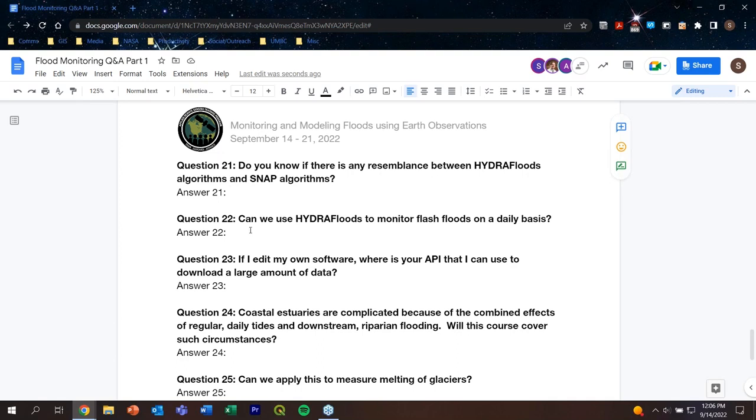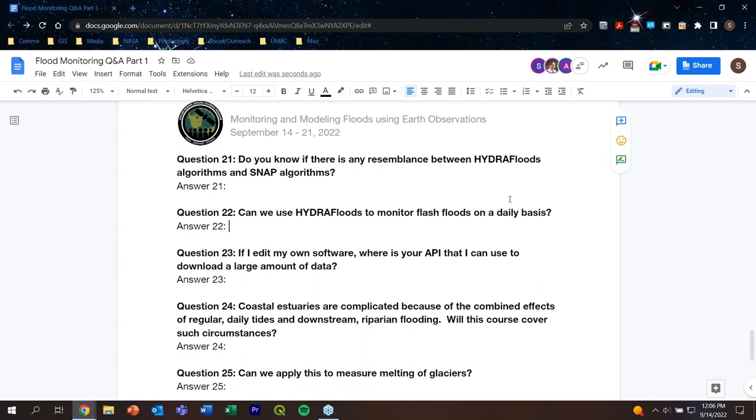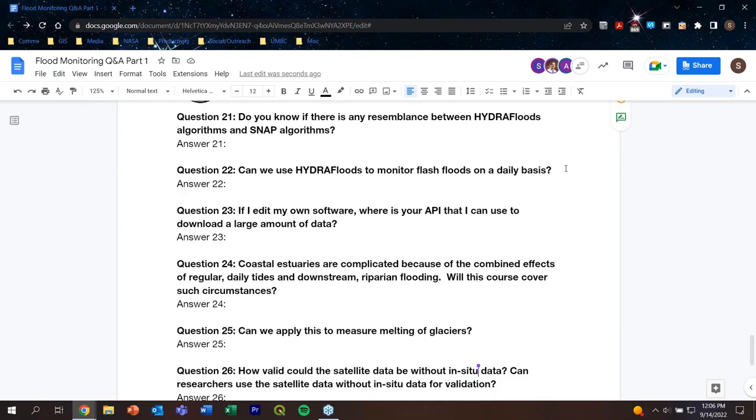Can we use HydroFloods to monitor flash floods on a daily basis? I think you can see VIIRS is used, Landsat is used. So you do have some daily data from VIIRS, but flash floods can be so quick. I think it would be difficult to get those from HydroFloods.